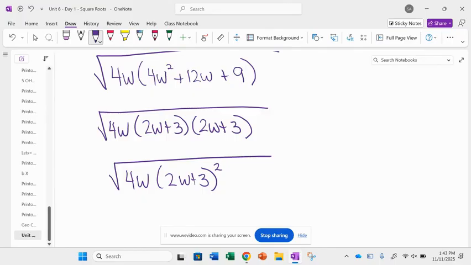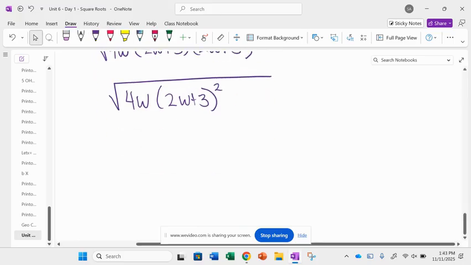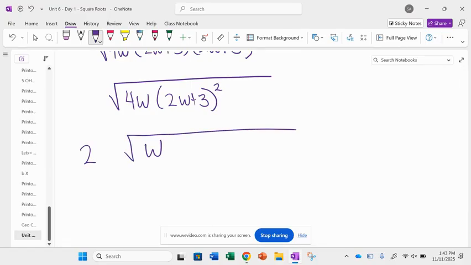So let's take the square root of 4w. What's the square root of 4w? 2. So I can pull out that 2. The w, do we agree, stays inside the radical? Okay, and now I'm going to take the square root of that whole quantity of 2w plus 3 squared. What happens with that? It's just a 2w plus 3. Perfect.